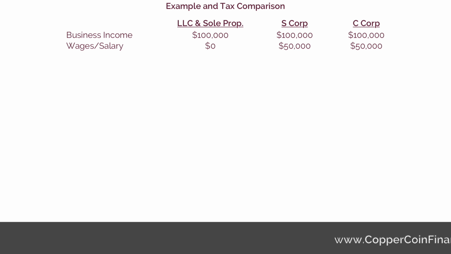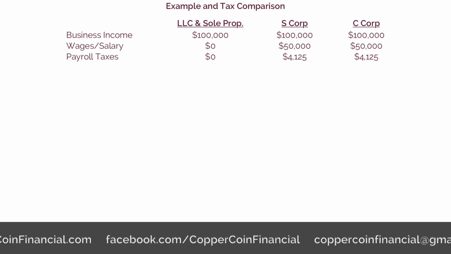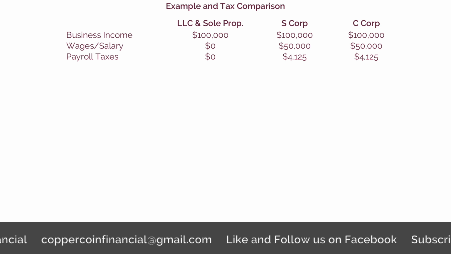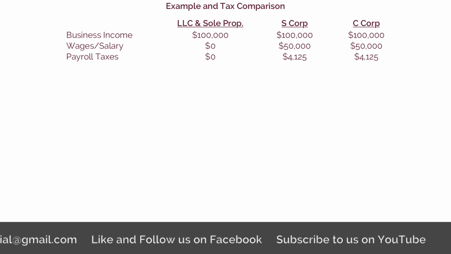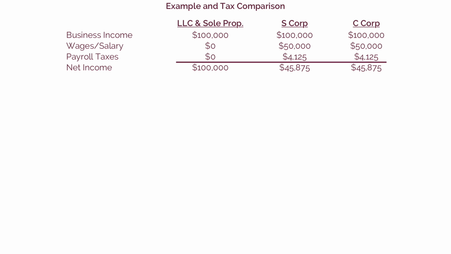So, long story short, we're back to our example. Net income $100,000 for the corporations. We're going to pay those owners $50,000. Because we're running it through payroll as wages and salaries, there's going to be payroll taxes, and that calculation is 7.65% of that $50,000, which is $4,125. That really gives us the net income before any business taxes as $100,000 for the sole proprietors and LLCs, and then $45,875 for the corporations.